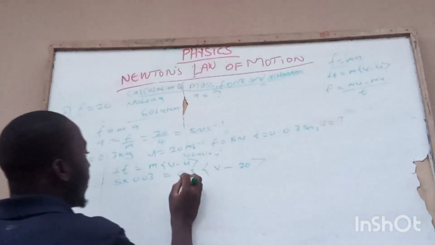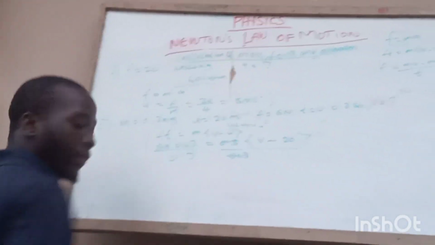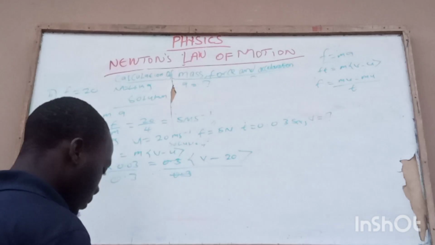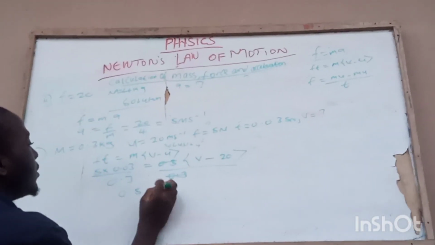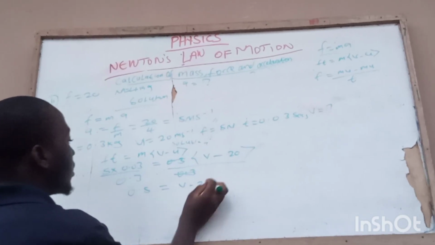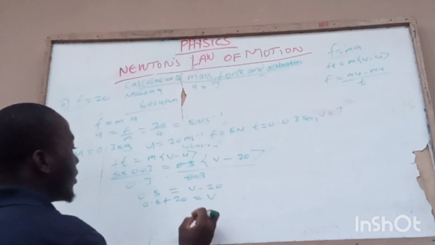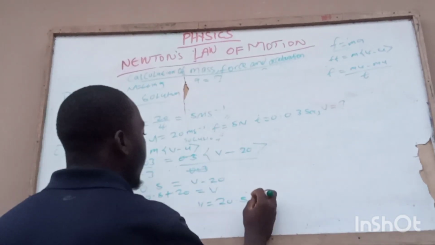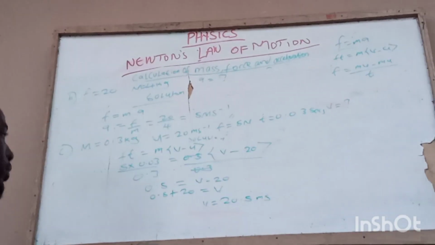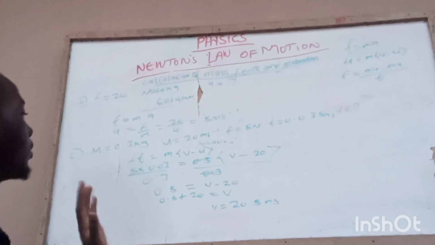From there, we can divide both sides by 0.3. So this will give us 5 multiplied by 0.03 divided by 0.3, which gives us 0.5 is equal to v minus 20. When this comes here, we have 0.5 plus 20 is equal to v. Therefore, our v will be 20.5 meter per seconds. So that's our final answer for this one.